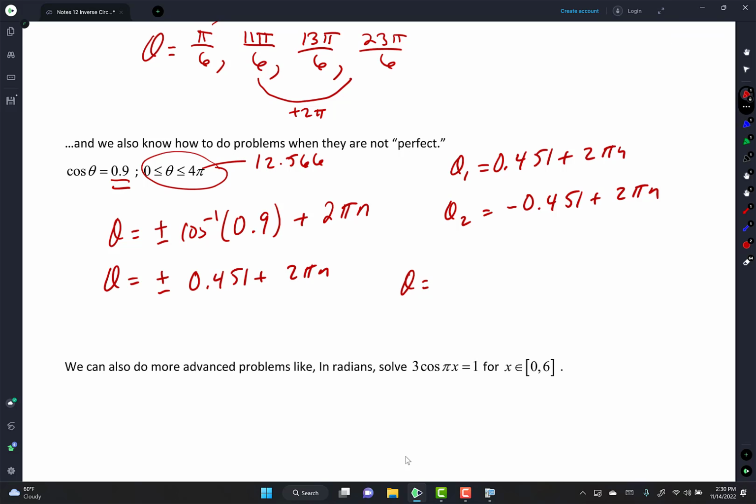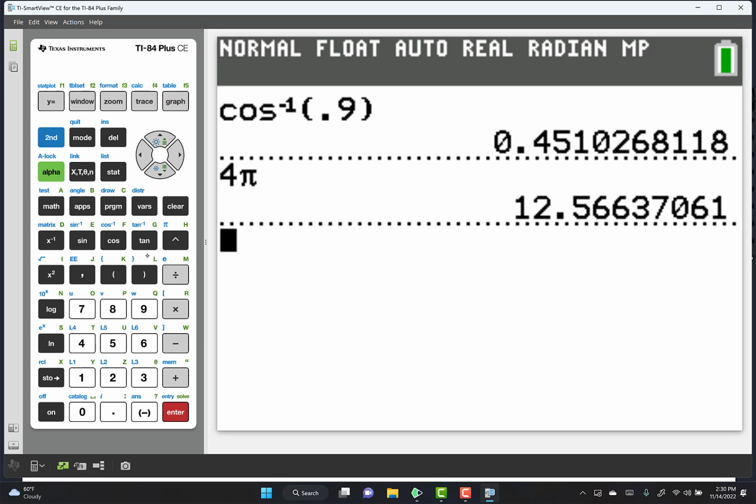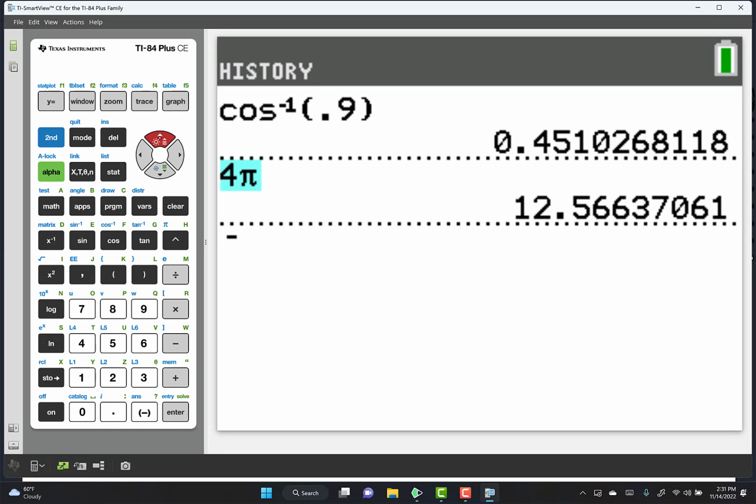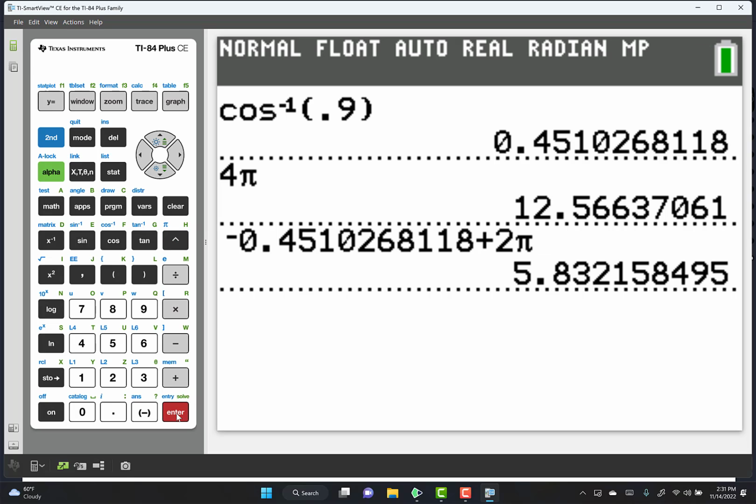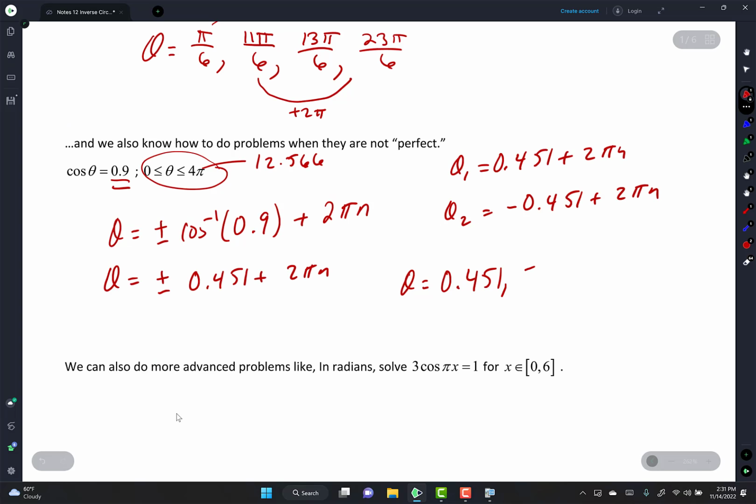The very first one, 0.451. The second one, I take the negative, and I'm going to add 2 pi. So how do I do that? I just put a negative in the front here, like so. I scroll up, push enter. So there it is, negative that, plus 2 pi. Enter. 5.832, comma.